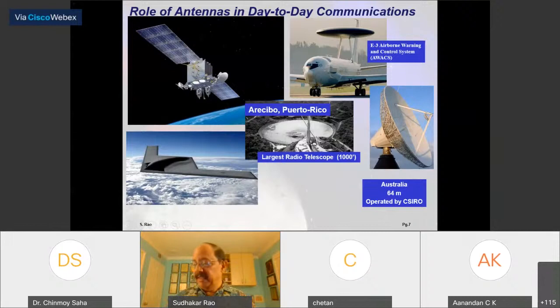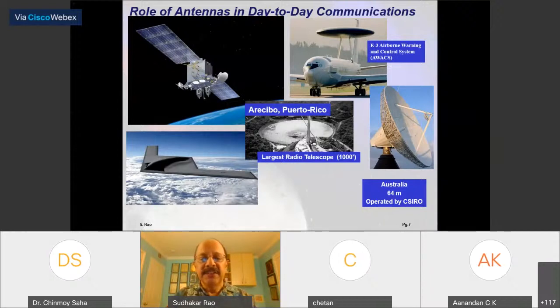Next is the role of antennas in day-to-day communications. We have seen satellites. On the right-hand side you see the AWACS E-3 antenna with a large phased array on top, and on the bottom left I think we have the B-21, which is an advancement of the B-2, which our company Northrop Grumman is making. You don't see any antennas, because the whole spacecraft body is the antenna. It's all stealthy, so you cannot see anything protruding outside.